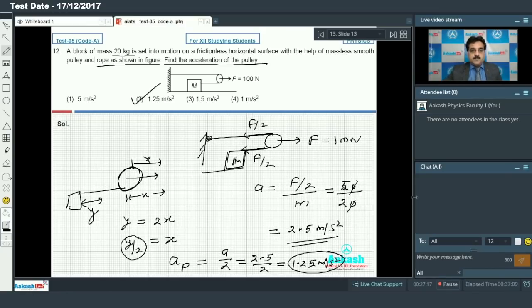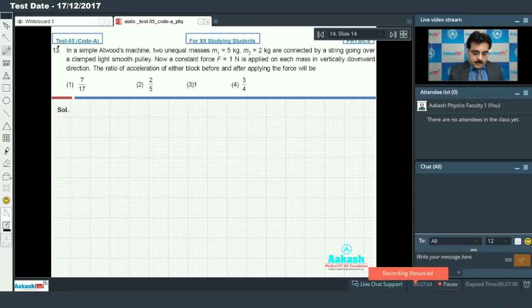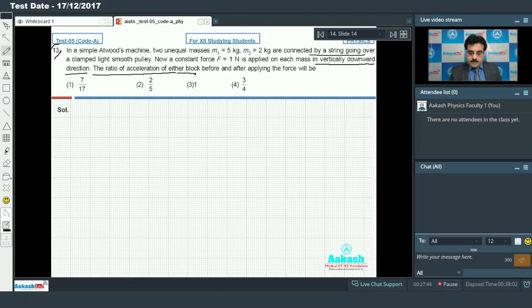So let's move on to question number 13. In a simple Atwood machine, two unequal masses 5 kg and 2 kg are connected by a string going over a clamped light smooth pulley. Now a constant force F1 is applied on each mass in vertically downward direction. The ratio of acceleration of either block before and after applying the force will be.